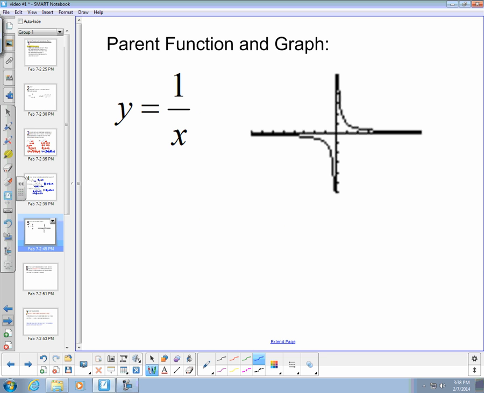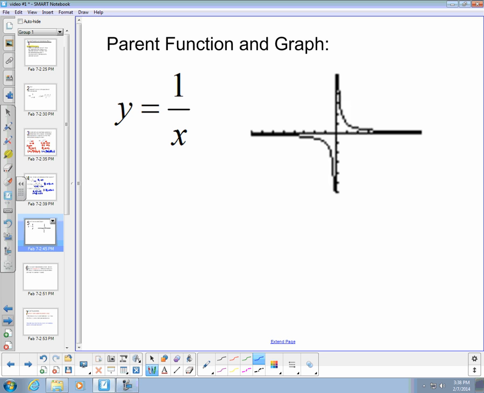Okay, the parent function and graph. The parent function for a rational equation is y equals 1 over x. Okay, now all the equations we're going to work with are going to shift it to the left, the right, up, down. It might have a compression or a stretch or a reflection done to it, but basically all of our functions start with 1 over x.